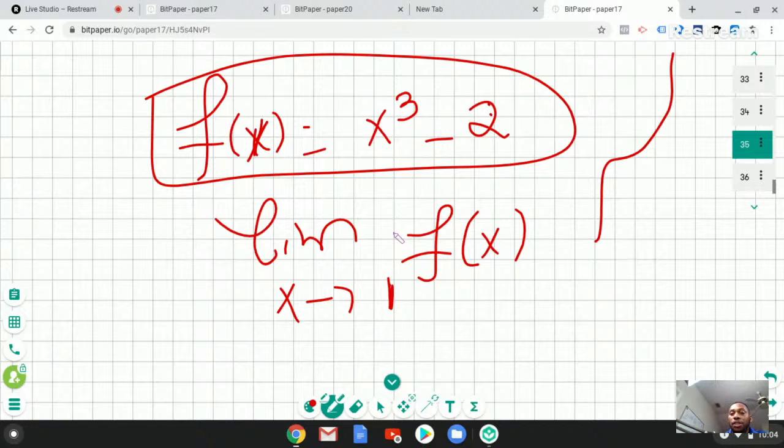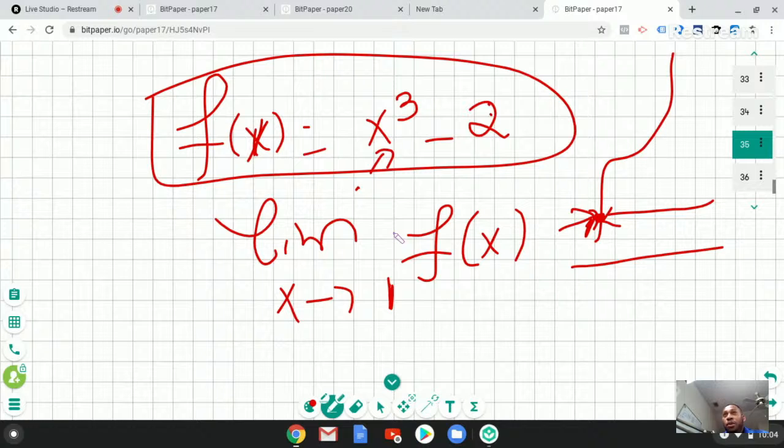If you're approaching it from the left, and this is the only way that the limit will exist: if I'm approaching the function from the left and from the right, and it gives me the same value, that's when you have a limit for the function. That means the limit exists, and then you can find the limit of the function at that point. For simple functions like this, you just plug in the 1.